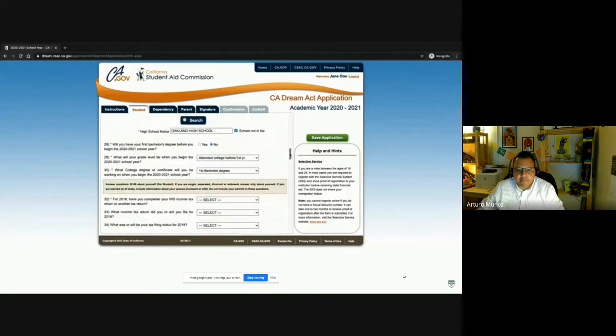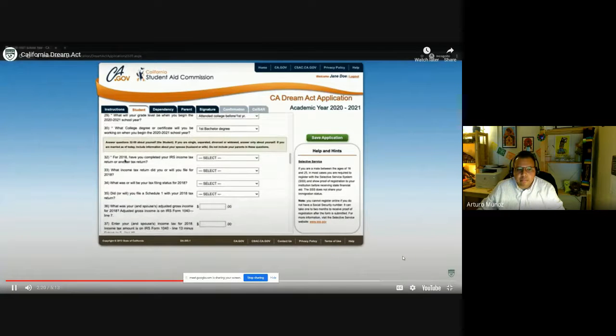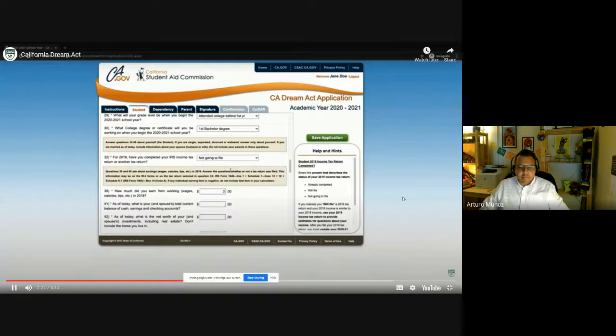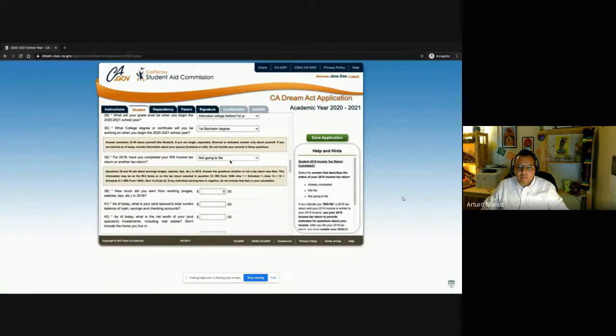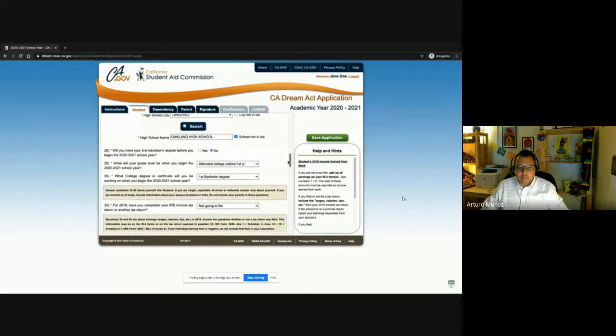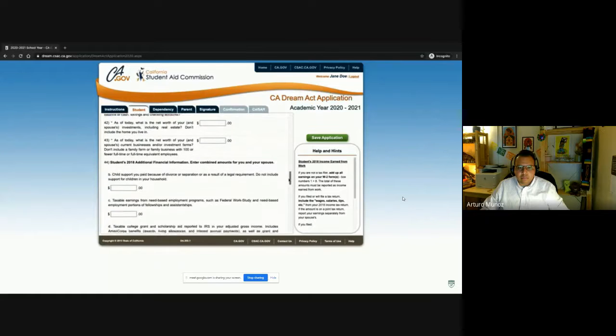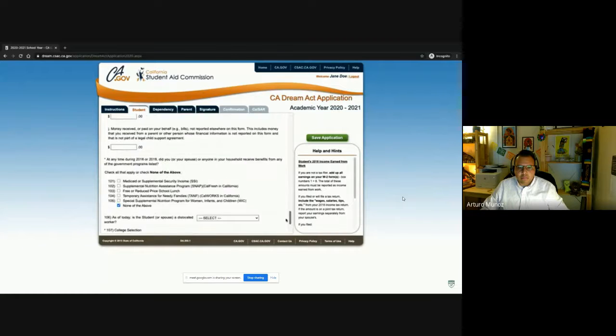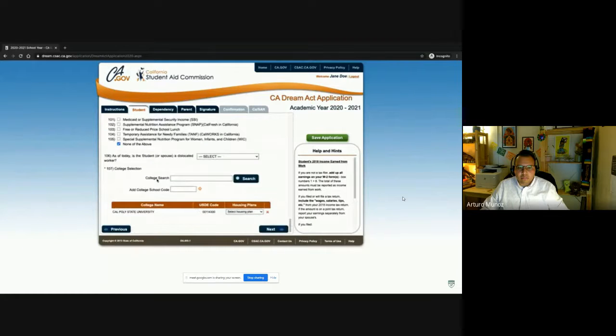You will need to report income information. Please make sure to note the tax year that it is asking for. The California Dream Act application uses smart logic, so some questions may become not applicable to you depending on the answers that you select. After you complete the demographic and income information for yourself, you will have the opportunity to add schools that you want your California Dream Act application sent to. You can add up to 10 schools.